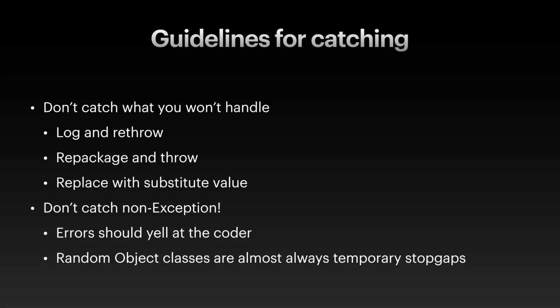Also very important to keep in mind is don't catch any non-exceptions, because exceptions are really the only thing that you should be throwing if there should be some recovery at a higher level. So errors, for example, should yell at the coder, say, hey, fix this. It should be fixed before we send this to QA or ship this to customers particularly. And again, don't throw random object classes, okay? So really, exceptions are the only things you are intentionally throwing and or intentionally catching.